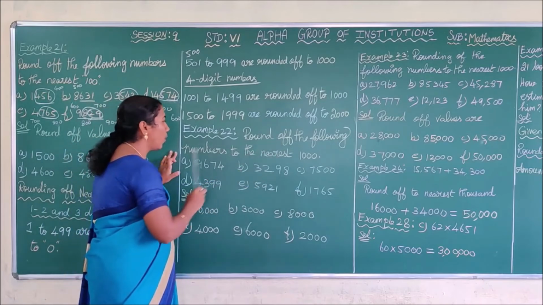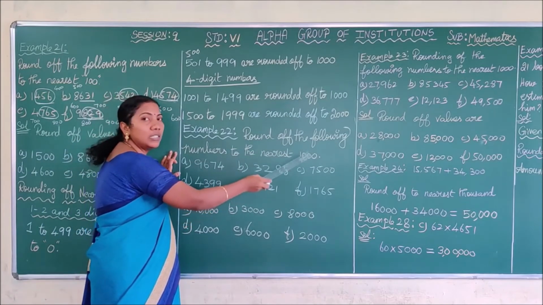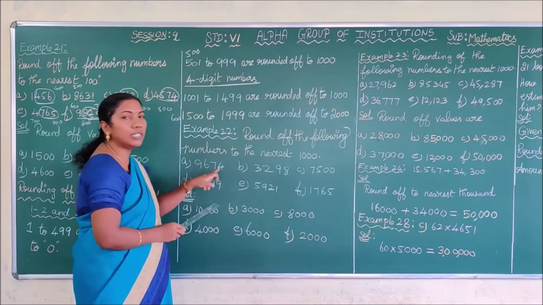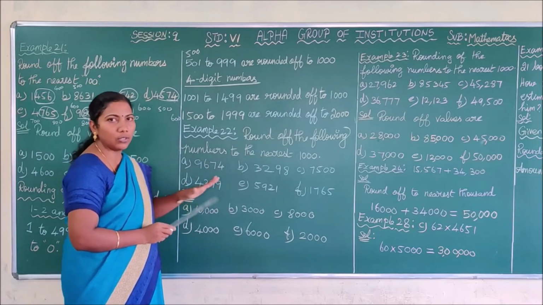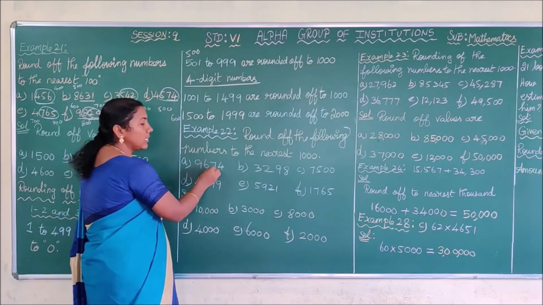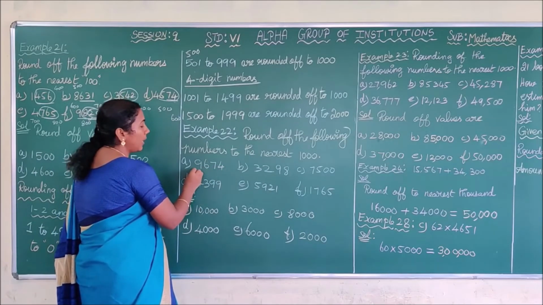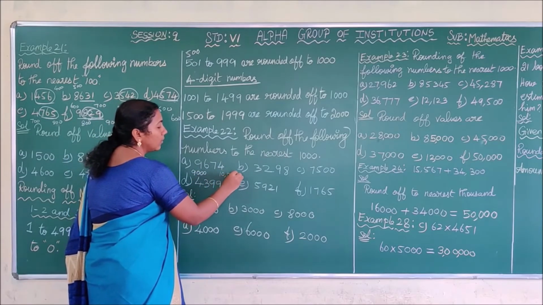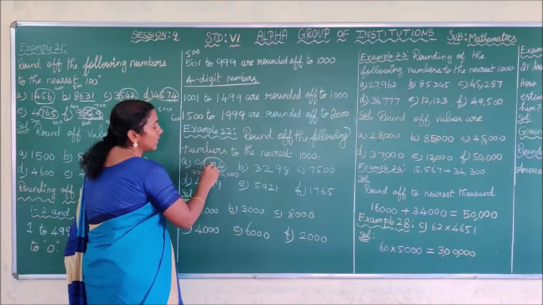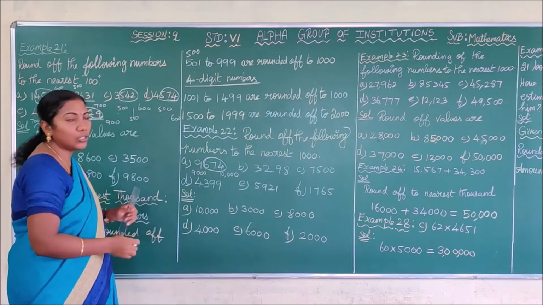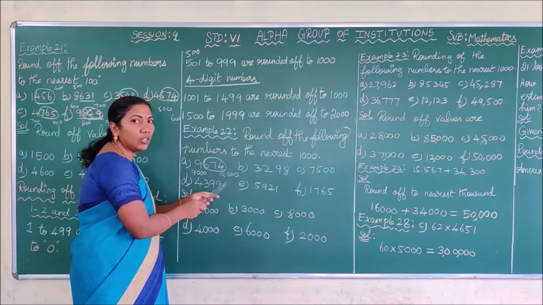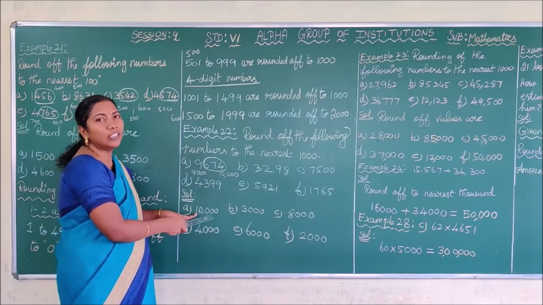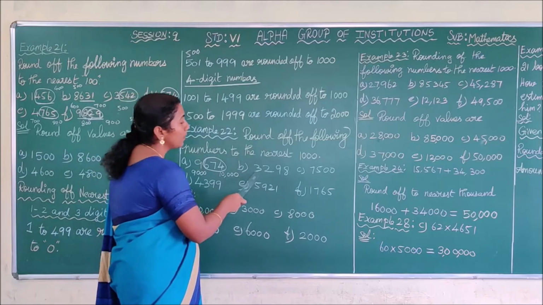Round off the following numbers to the nearest 1000. See here, we have the questions. We have 4 digit numbers, so take the 4 digit number as it is. Okay. See here, 9674. This number lies between 9000 and 10,000. So this 674 is greater than 500, so it should be closer to 10,000. So you have to round off this to 10,000. That's your round off value, 10,000. It's clear. See the next one.